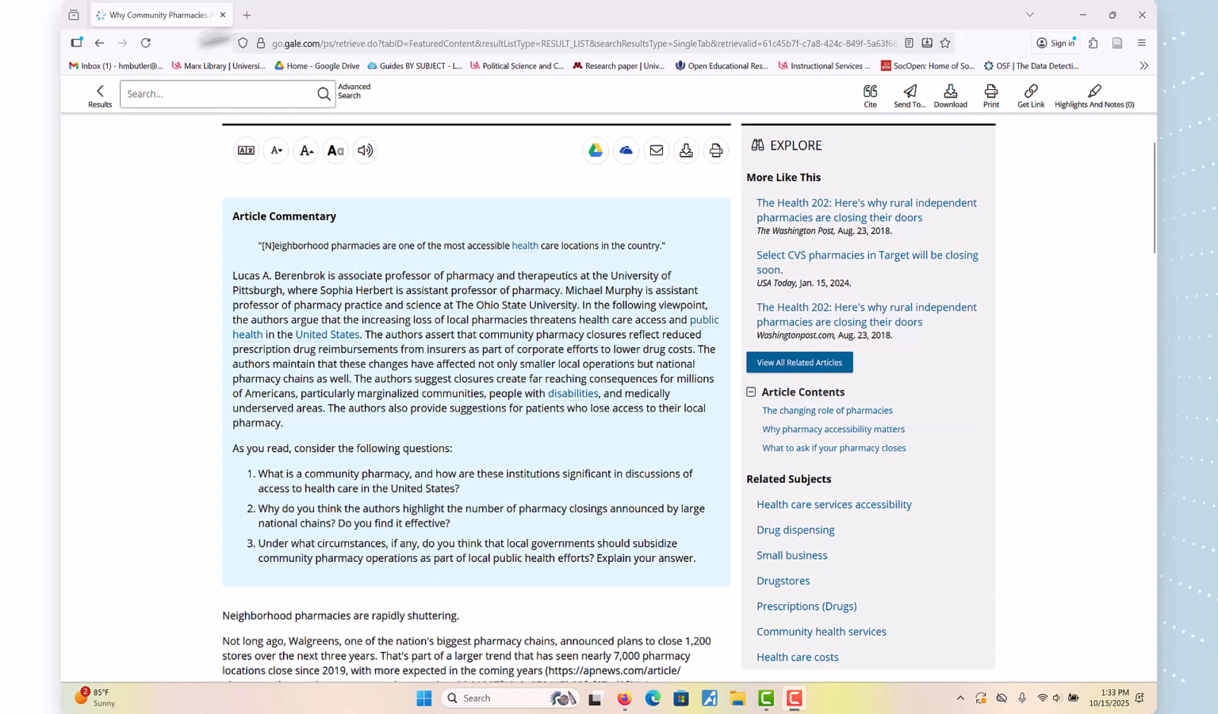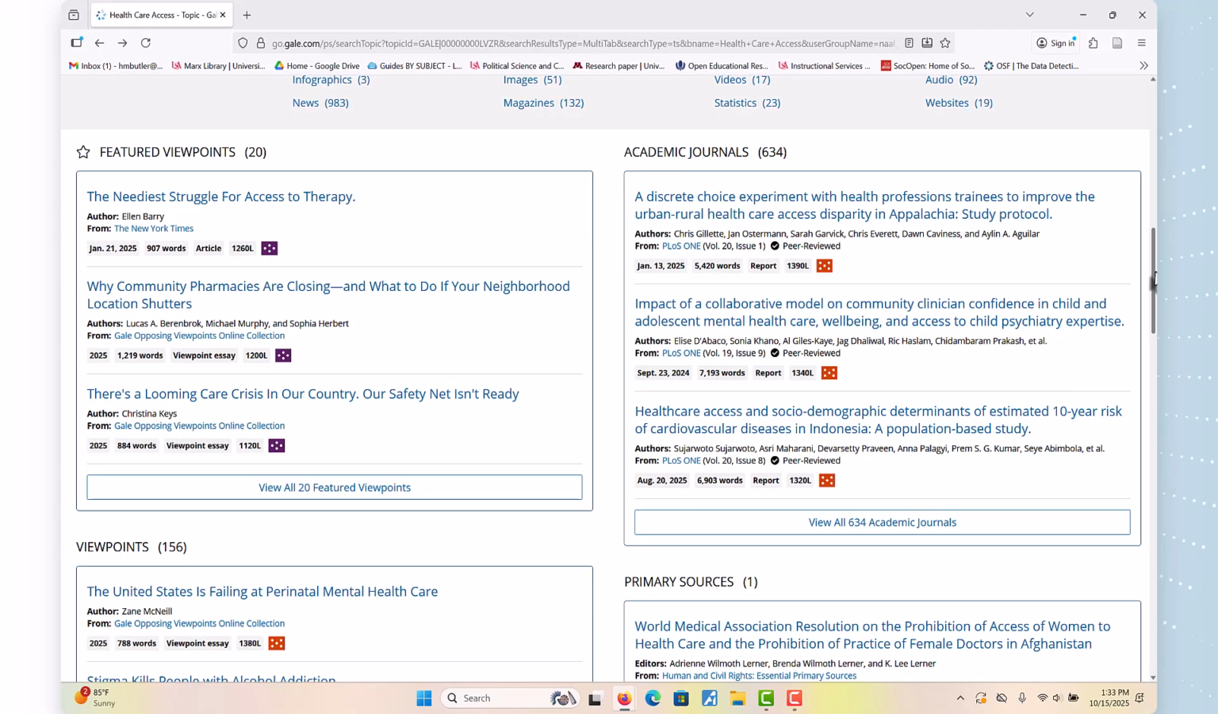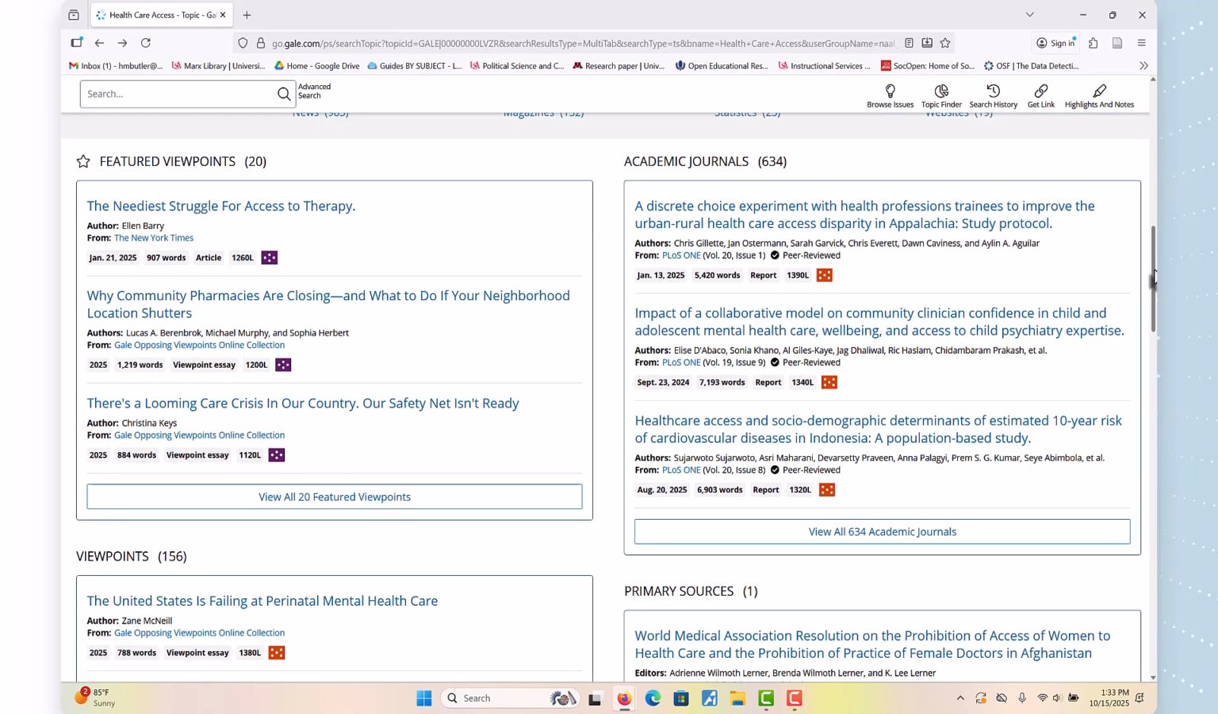Let's go back and look at the other types of items that get suggested to us. So here, we also have academic journals. These are articles that are written by experts in a subject for an audience of experts. And you can see it gives you title information. It also tags these as being peer-reviewed.